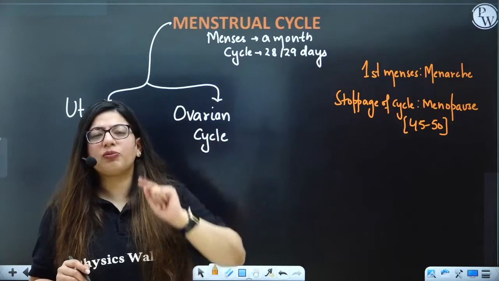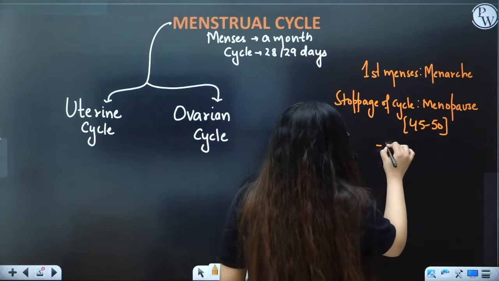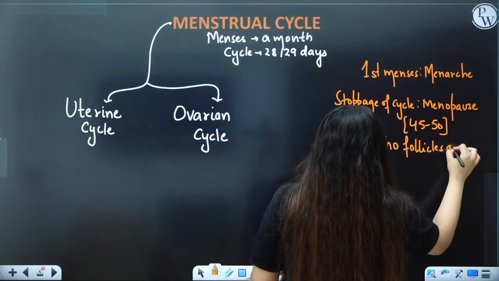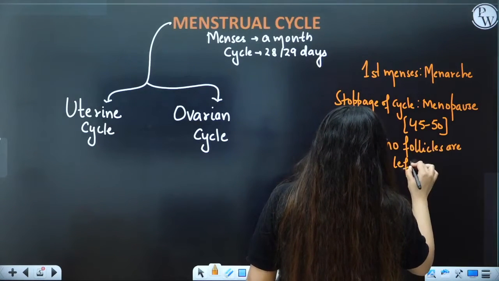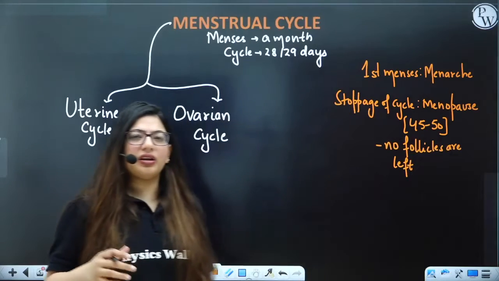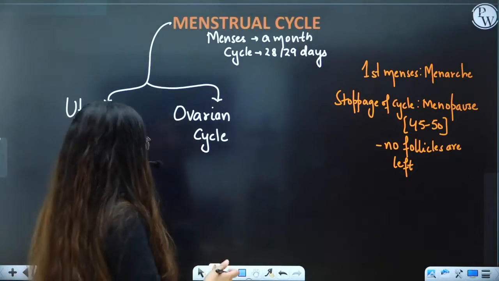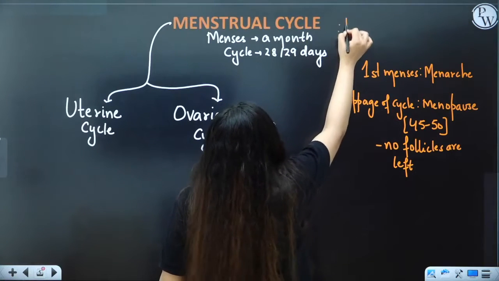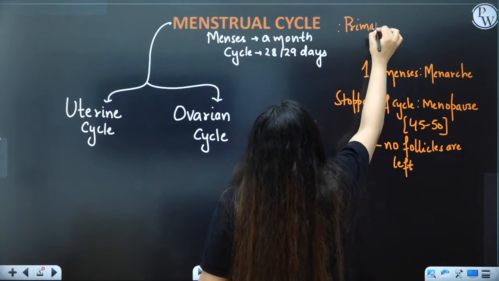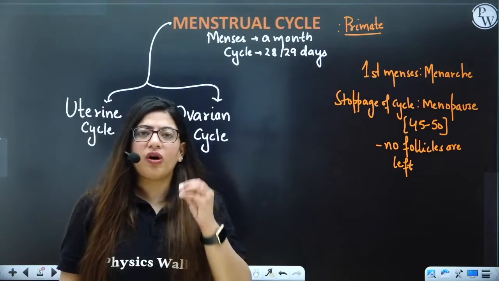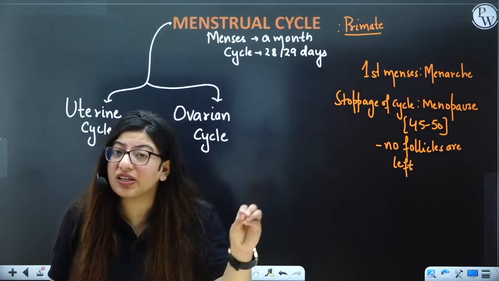And why does menopause occur in a female? No follicles are left. All right. So, is the menstrual cycle a characteristic of just the human female? No. The menstrual cycle occurs in primates, all primates. So monkey, chimpanzee, all females have the menstrual cycle.